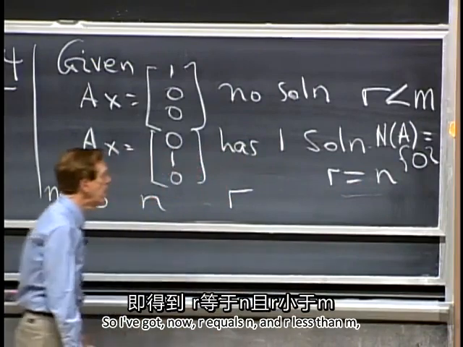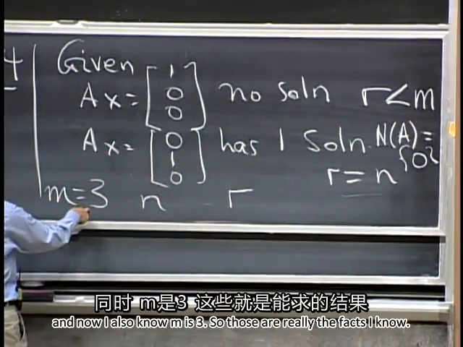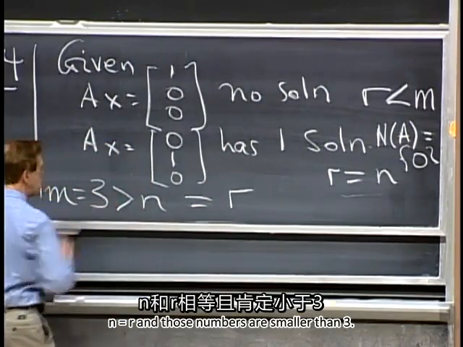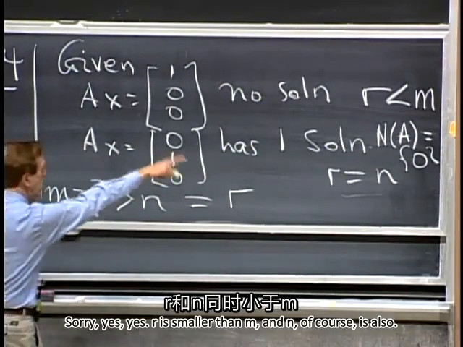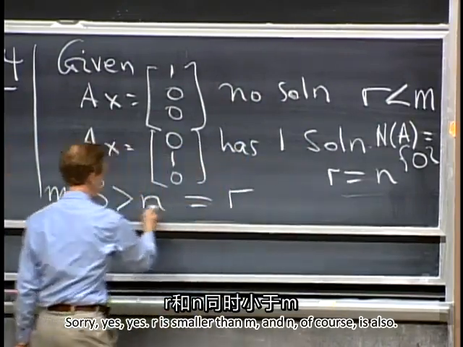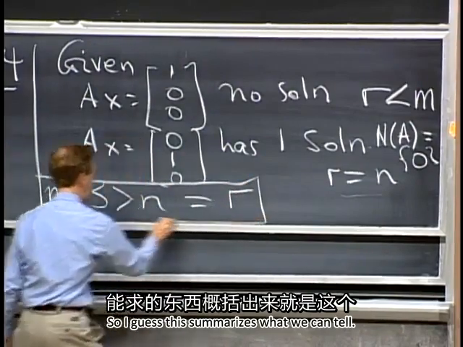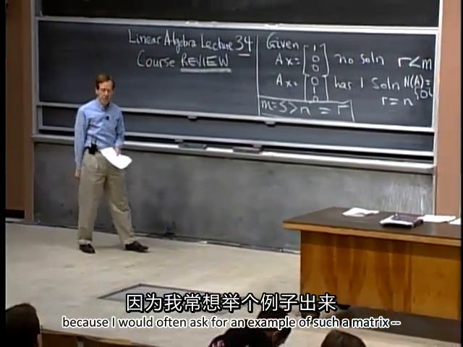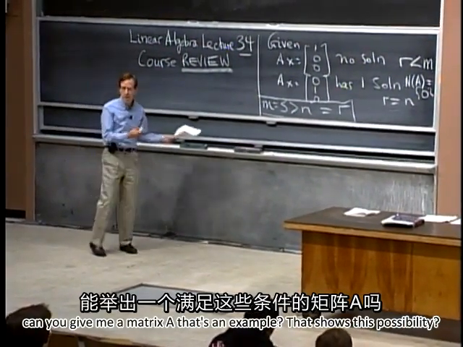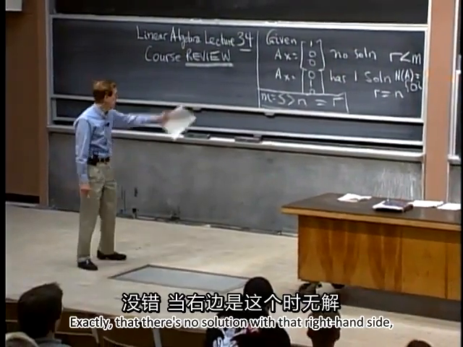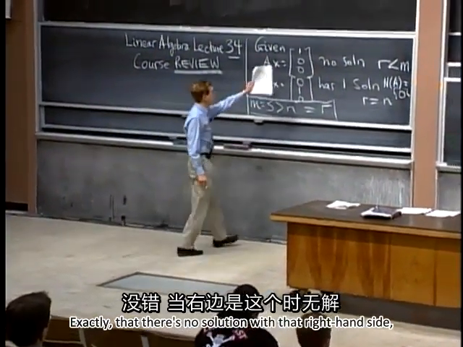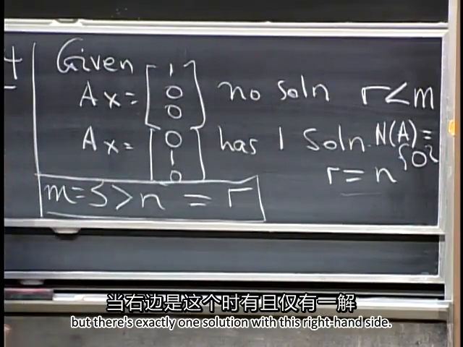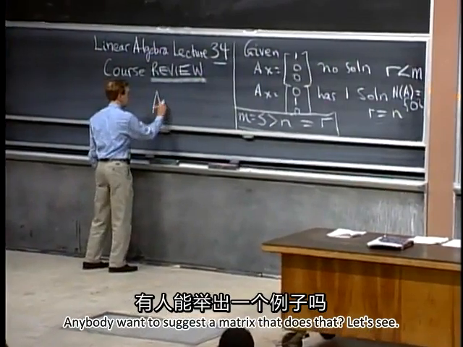So I've got now r equals n and r less than m, and now I also know m is 3. So those are really the facts I know. n equals r, and those numbers are smaller than 3. r is smaller than m, and n, of course, is also. So I guess this summarizes what we can tell. In fact, why not give me a matrix, because I would often ask for an example of such a matrix. Can you give me a matrix A that shows this possibility? That there's no solution with that right-hand side, but there's exactly one solution with this right-hand side. Anybody want to suggest a matrix that does that?